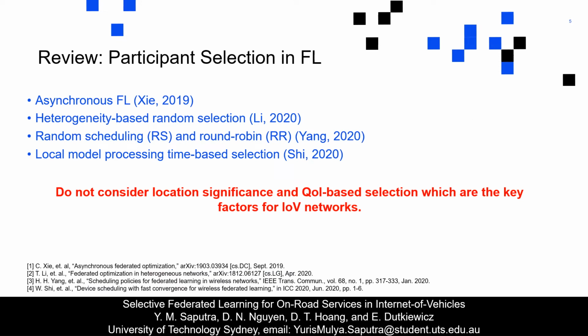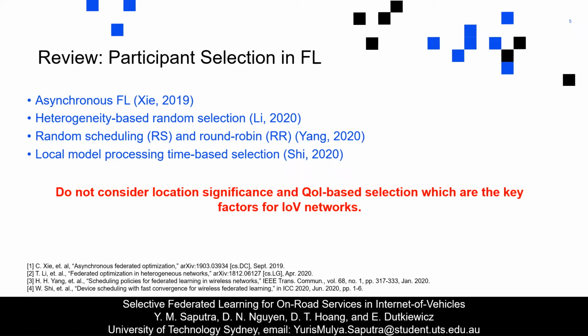There are several existing works regarding participant selection in federated learning. For example, Xie in 2019 provides asynchronous federated learning, in which one worker or one vehicle can send the local model to the cloud server in an asynchronous manner. There is also heterogeneity-based random selection by Lee in 2020. Yang in 2020 provides random scheduling and round-robin scheduling for participant selection. And finally, Xu in 2020 provides local model processing time-based selection.